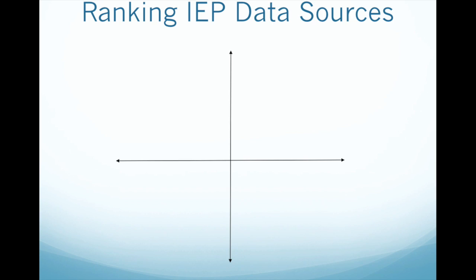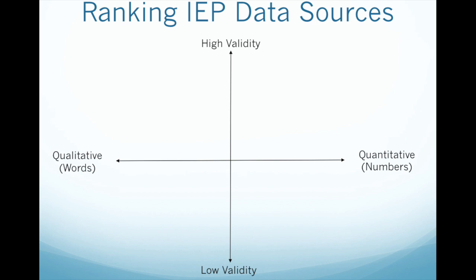The last piece we're going to talk about within this module is ranking IEP data sources. So if we use this 4-point grid, I'm going to put qualitative on one side and quantitative on the other. We can rank data as having high validity or low validity.